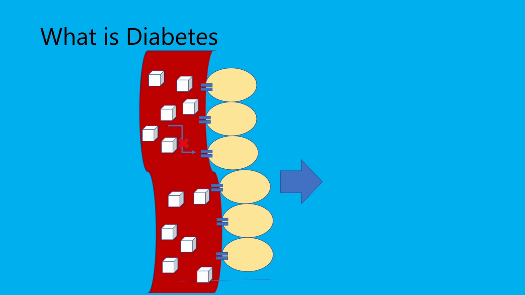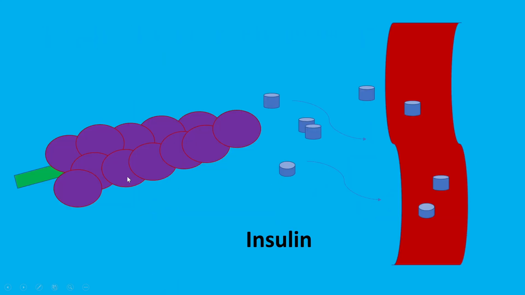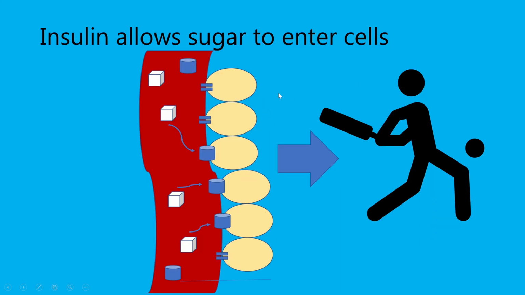So the next thing we're going to discuss is basic mechanisms or medications that can mimic insulin when insulin is no longer produced by the body, so that the blood sugar can enter the cells as necessary. Thanks.